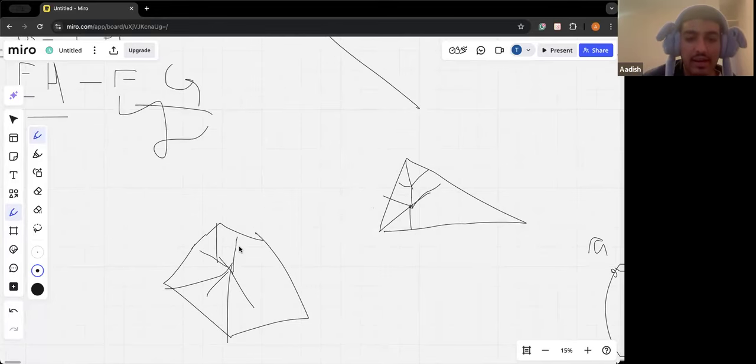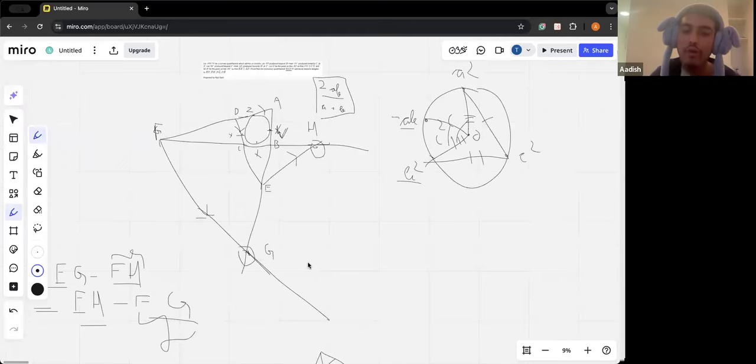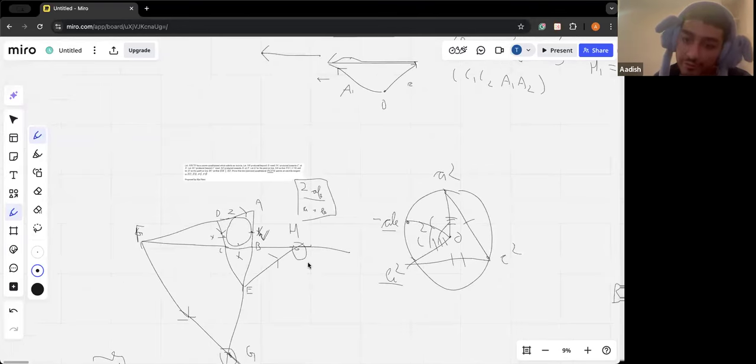Because if three concur, then the first tells you its distance from side one is equal to side two. The second tells you it's side two to side three. The third tells you it's side three to side four. And by transitivity, you just get side one equals side four. So all of them will be equal. So you just want to prove there's a point where three of the angle bisectors concur.